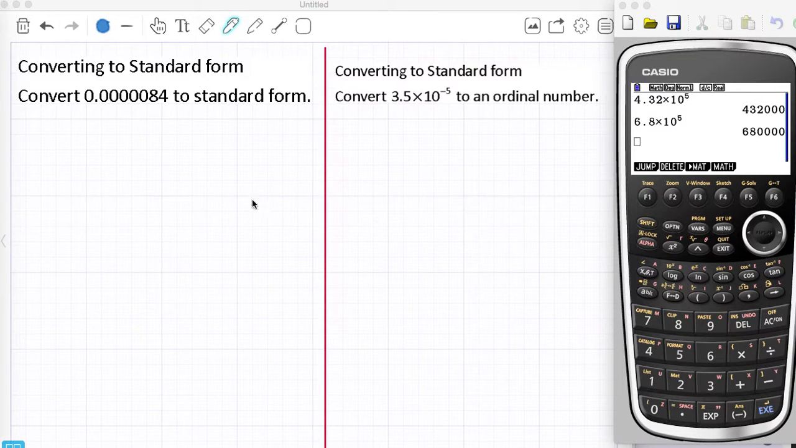Hope you've already watched my standard form for large numbers. Now I'm going to do standard form for very, very small numbers. So this is the opposite of the ones we did before with the large numbers.